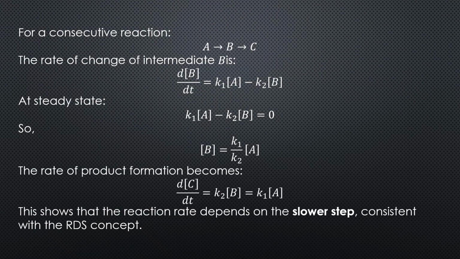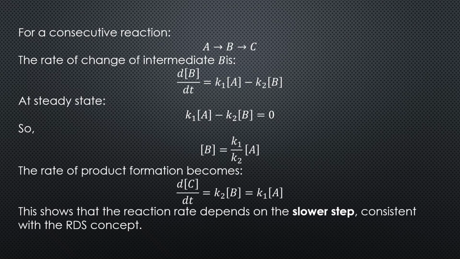Simple illustration. Consider a consecutive reaction where substance A converts to intermediate B, which then converts to product C. The rate of change of B is equal to the rate at which A forms B minus the rate at which B is consumed to form C. At steady state, this rate of change is approximately zero.